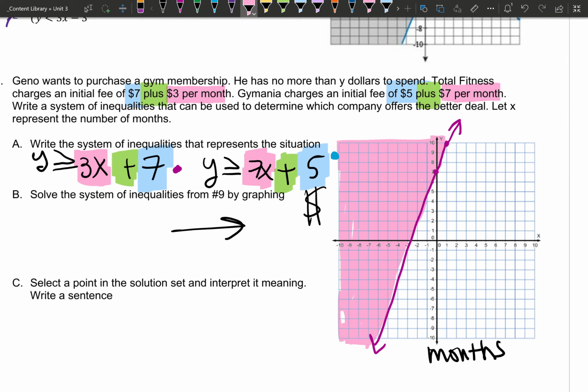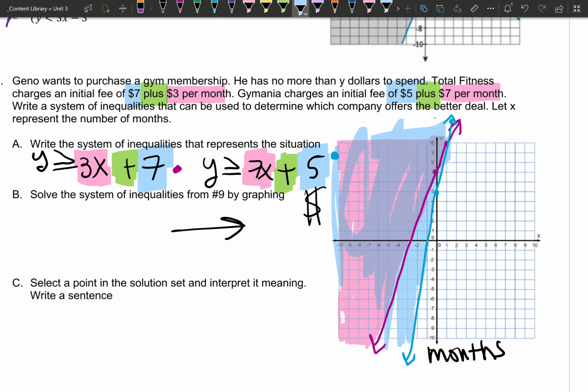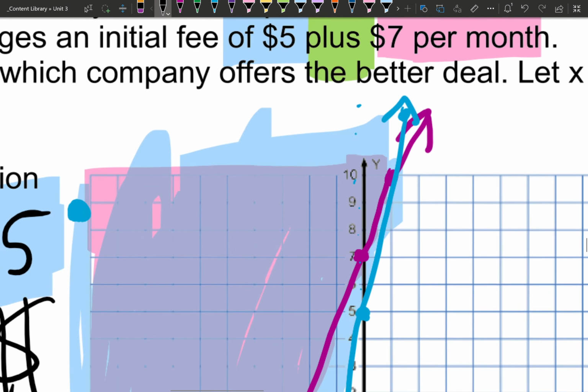Okay. Next, let's do Gymania. Starts at $5 and then goes up 1, 2, 3, 4, 5, whoops, 6, 7 to the right 1. I got a small graph, my bad. And we're shaded above, so everything over here. Okay, so our solution is in there.